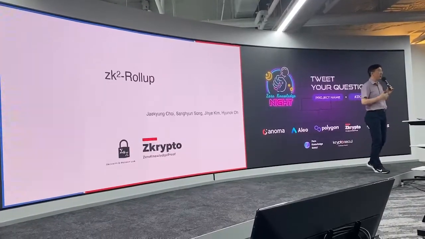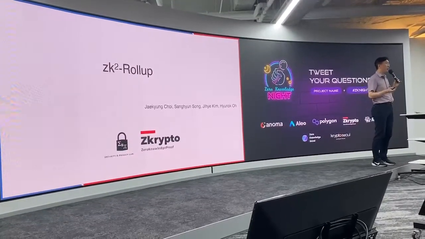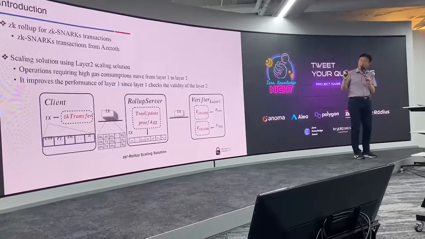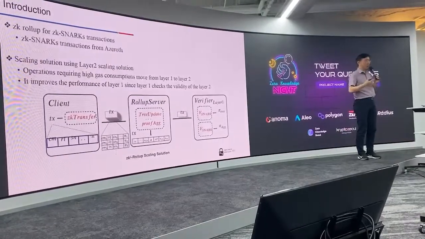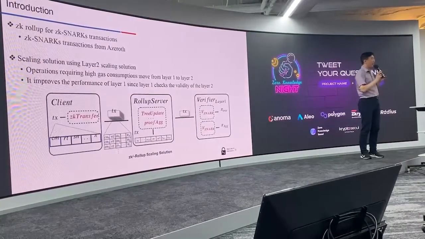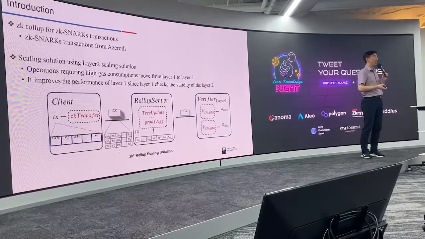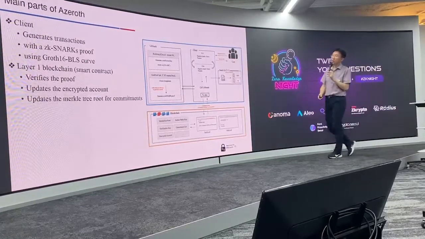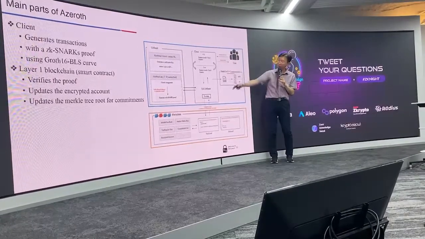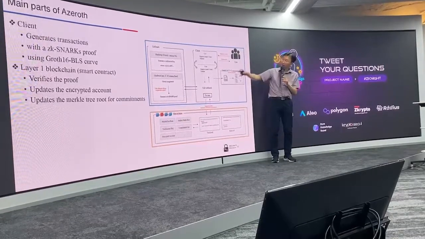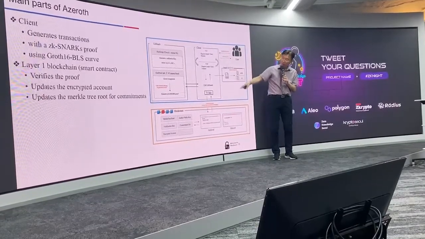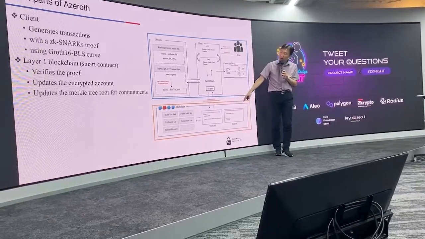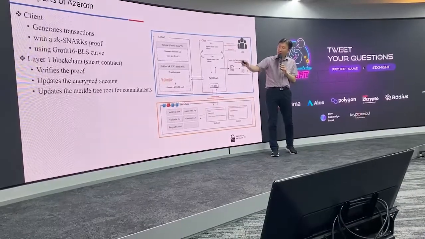Lastly, I'll introduce the zk-Rollup for this Azeros transaction. As I mentioned, Azeros is a privacy preserving transaction, but it requires high gas consumption. That is the problem. So here this is showing the Azeros. There are two parts: one is the client part and the other is the blockchain part. And the transaction is performed in the smart contract, in the Azeros smart contract.